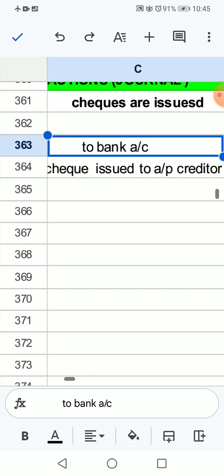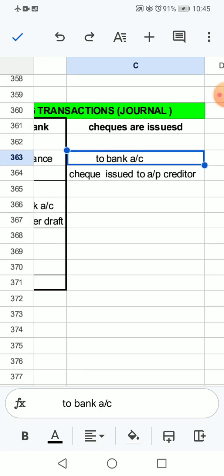So you have issued your check to your creditor. Creditor is a person who is your liability. You were liable to pay the amount to your creditor.